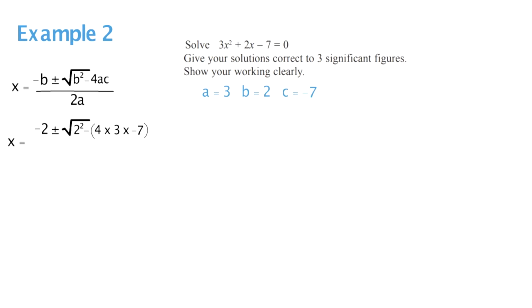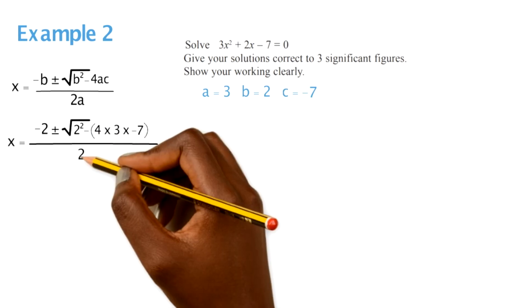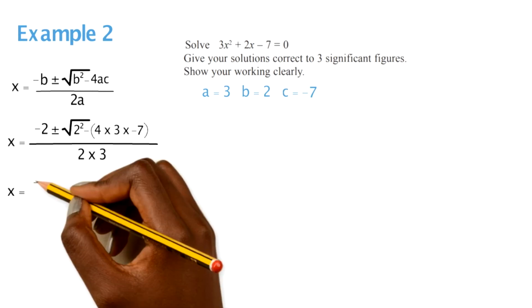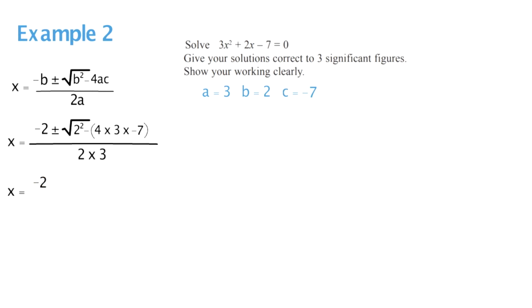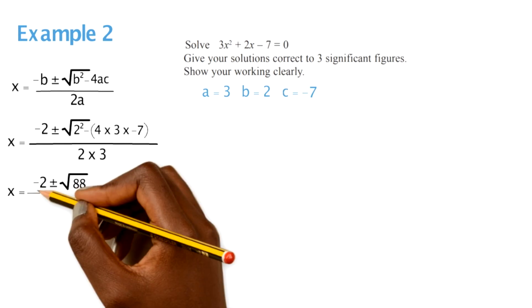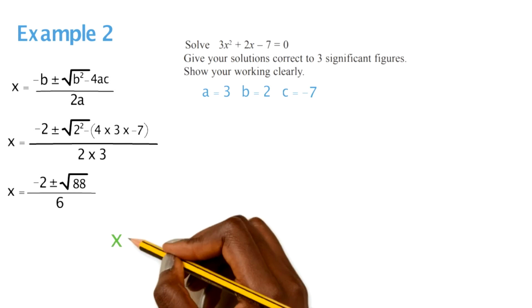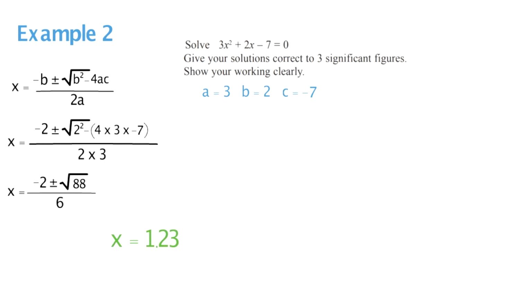And then that would be over our 2a, which is 2 times 3. Then we're going to simplify all this using our calculator, or you could work it out in your head if you want. It ended up being minus 2 plus or minus root 88, over 6. And remember, you have to do it separately, with the adding and the minusing. That would leave you with x equals 1.23 and x equals minus 1.90, because of 3 significant figures.